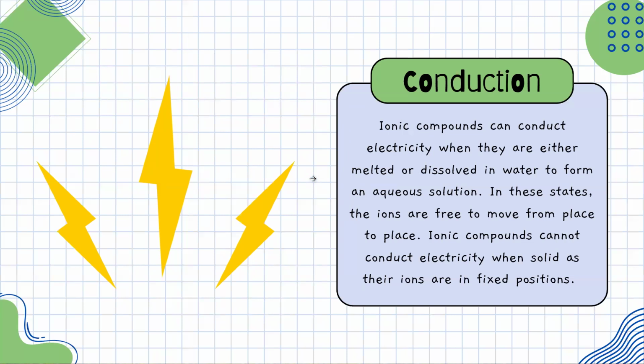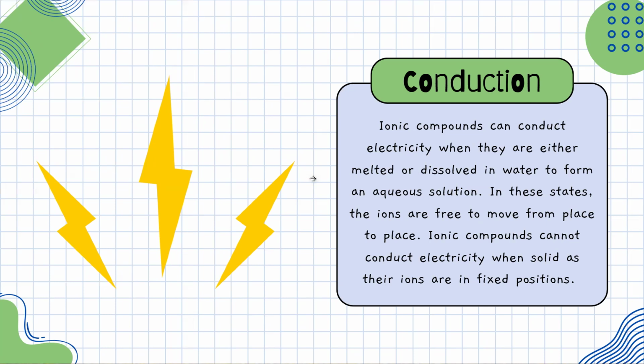Ionic compounds can conduct electricity when they are either melted or dissolved in water to form an aqueous solution. In this state, the ions are free to move from place to place. Ionic compounds cannot conduct electricity when solid as their ions are in fixed positions.